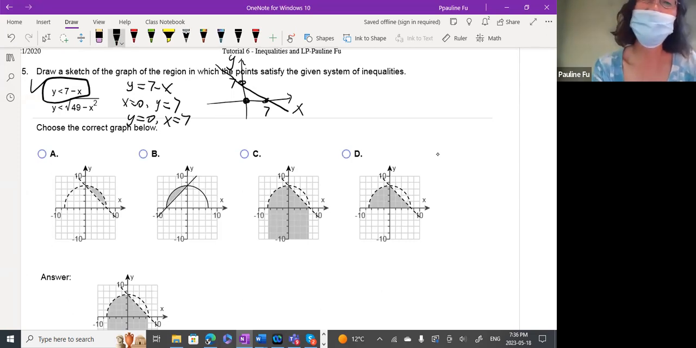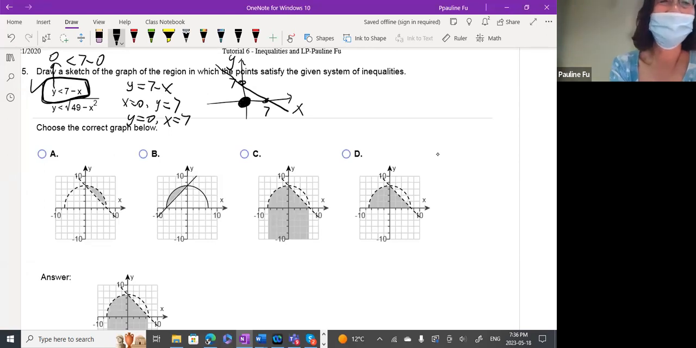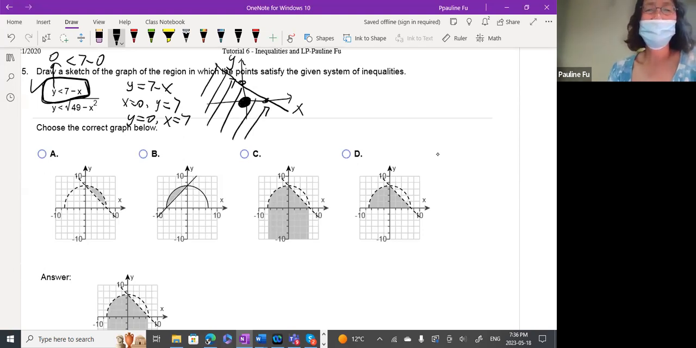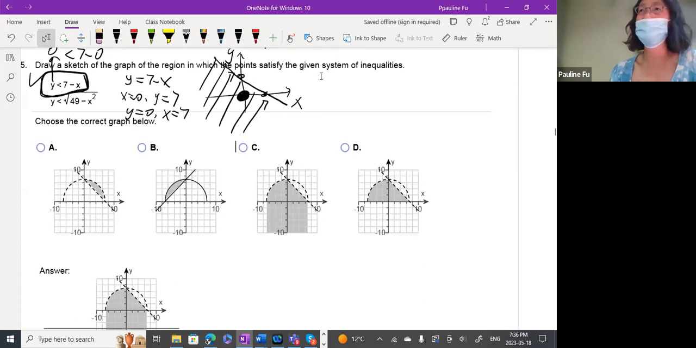To do that, you pick any point. For example, this point, 0, 0. You plug in 0, 0 into original function inequality here. You got y is 0, smaller 7 minus 0. Is this true? 0 smaller than 7? It is true. So y smaller than 7 minus x represents this part. This part represents y smaller than 7 minus x.